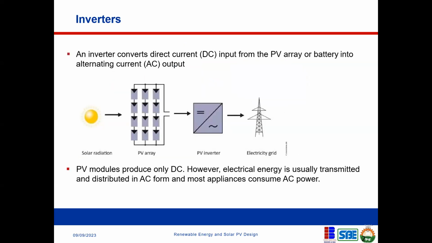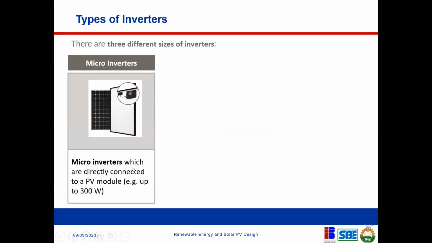An inverter converts direct current input from the PV array or battery into alternating current. I think I've talked about what an inverter does. Your PV panels produce direct current, but you need an inverter to convert it to AC before you can feed it into the grid or use it in your home, since most of the appliances we use in our home are AC appliances. So that's about it. Let's talk about the different types of inverter.